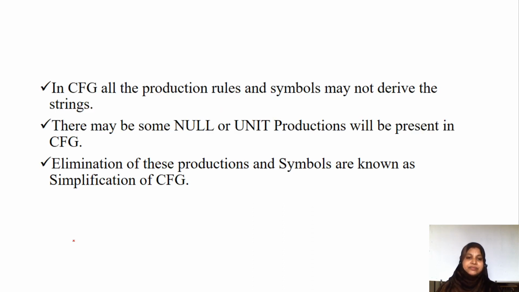In a CFG, not all the production rules and symbols may derive strings. Here, by using the productions, we are going to generate the string. Is it right? In a CFG, how many tuples are there? We have G equals (V, T, P, S). V is the set of variables, T is the set of terminals, P is the set of productions, S is the starting symbol.